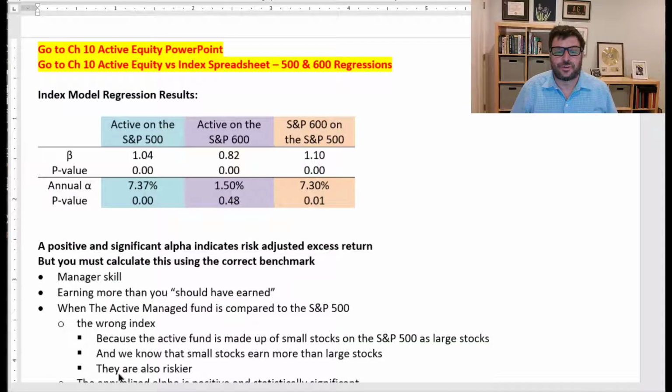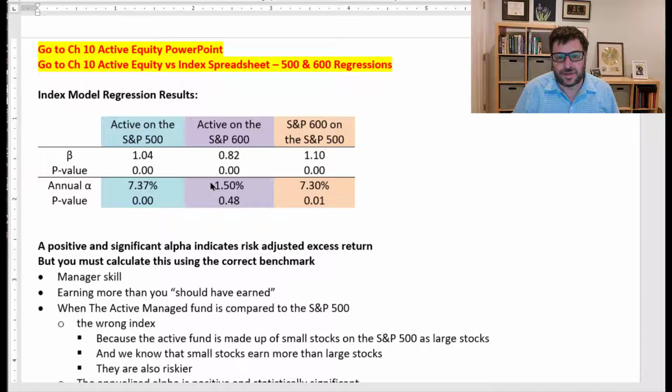Okay, so back to the notes to summarize the results. And remember, the whole point of this is the importance of choosing the correct benchmark index with which to assess whether or not there is risk-adjusted excess return, whether or not the manager actually beat the market. And so when the manager chose the S&P 500, when we looked at the regression results, we had a positive alpha. It was statistically significant.